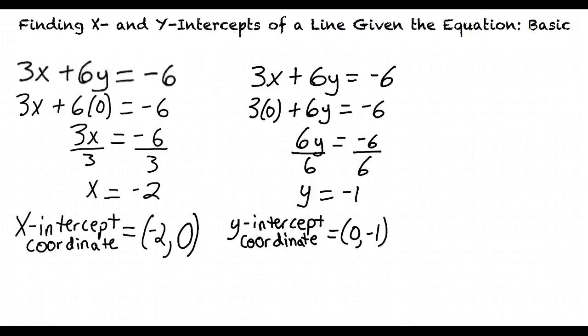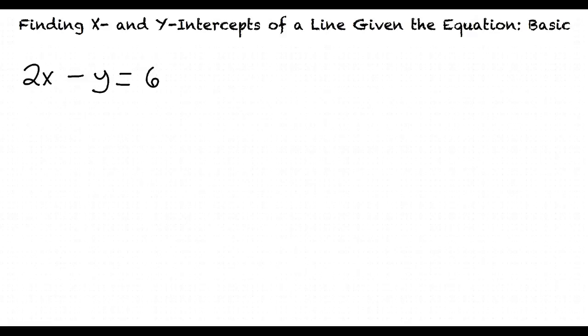2x minus y equals 6. Let's start by finding the x-intercept. In order to find the x-intercept, we substitute 0 for y, then solve the equation for x by dividing both sides by 2 to reach x equals 3.